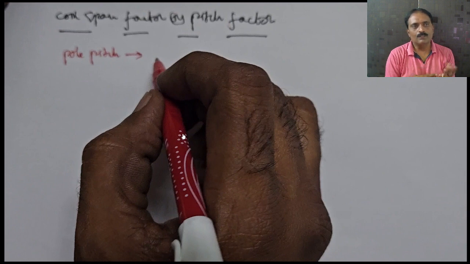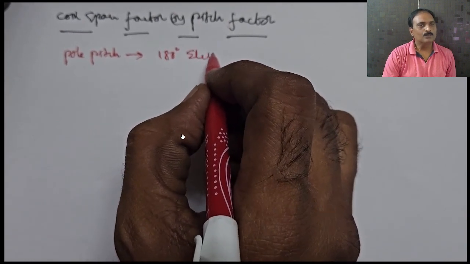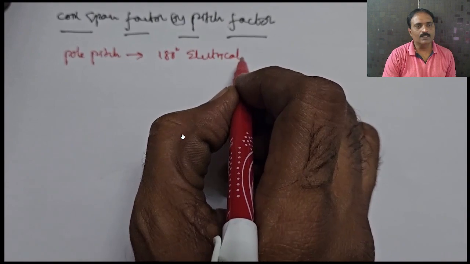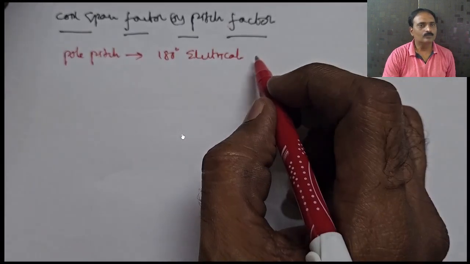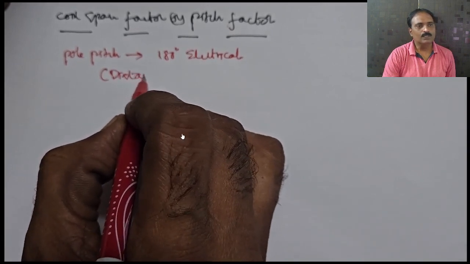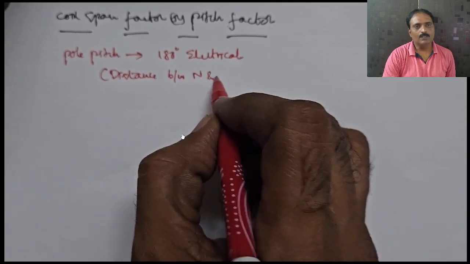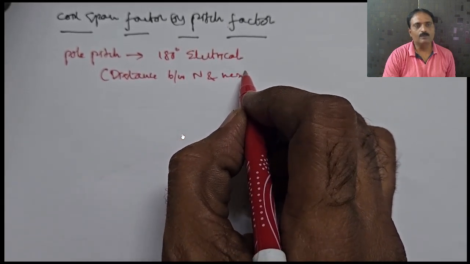This particular thing is considered because of certain advantages, and also saving of copper will be there as the length of the winding is going to be decreased. Here the coil span factor is going to result because of that, and it is defined as, so here pole pitch is 180 degrees electrical, which is known as the distance between one north pole and the consecutive or the next south pole.